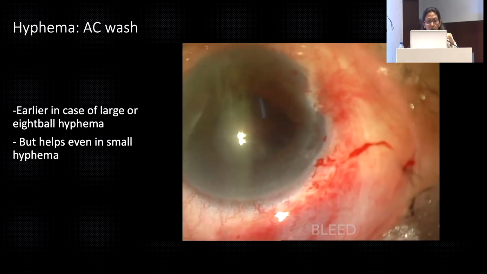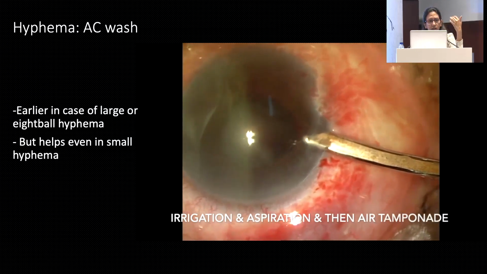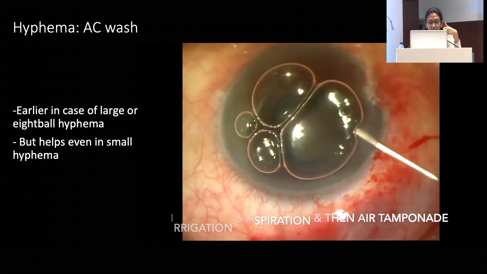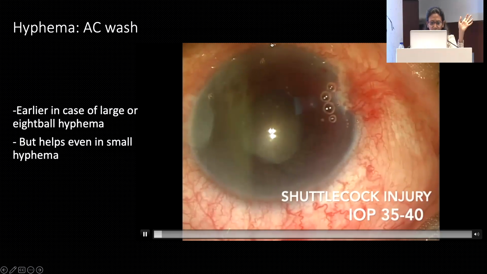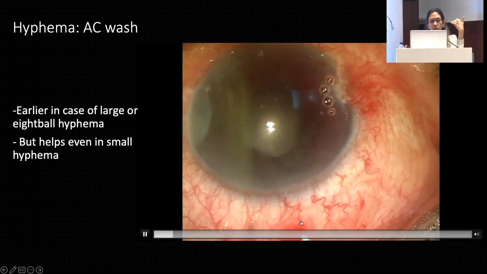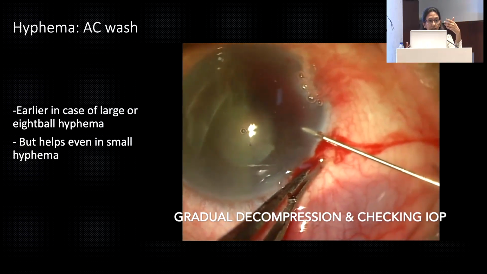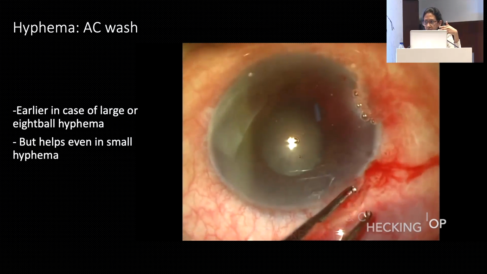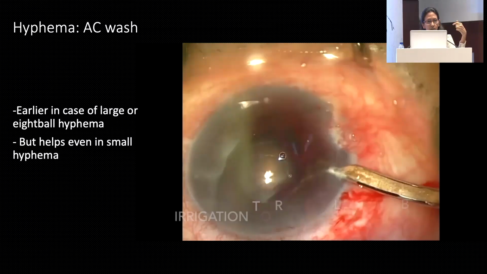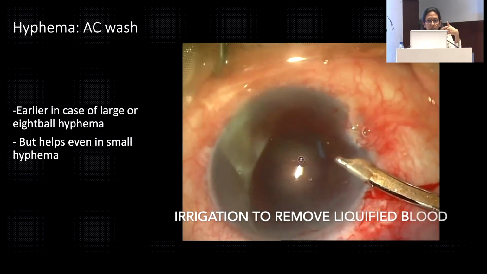Again, you keep on doing this for some time, because the liquid blood is hidden, and then you have to have an air tamponade. So sometimes the moment you take your cannula out, it keeps on bleeding again. So like how the retinal surgeons do an air fluid exchange, you can just irrigate on one side and push air through the other side, so there is no fresh bleed.